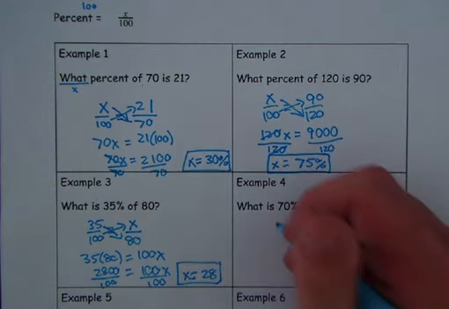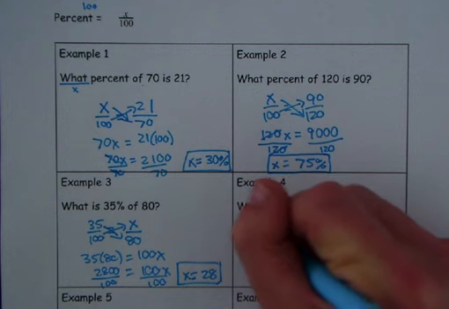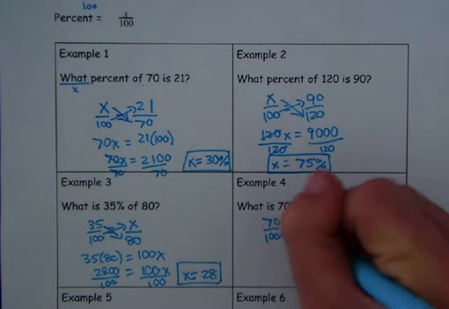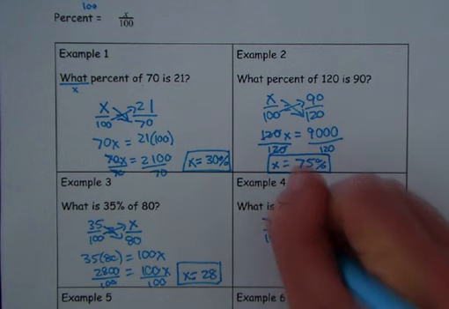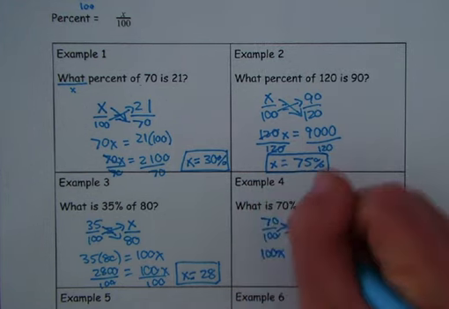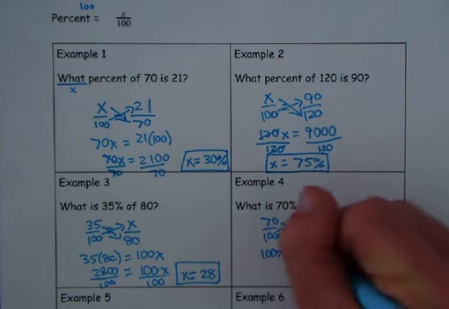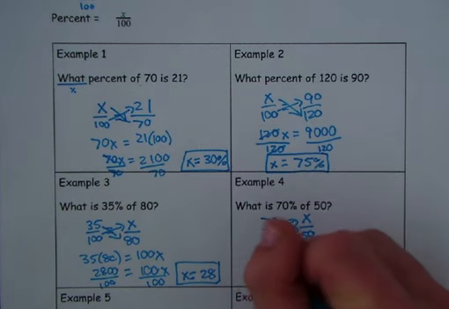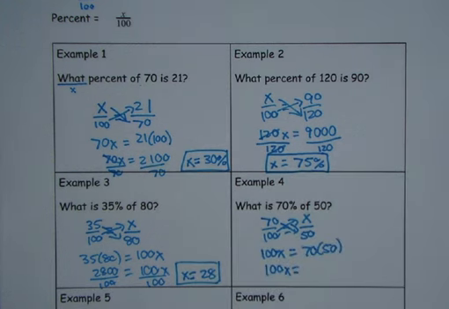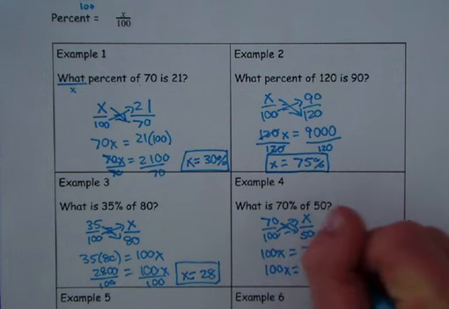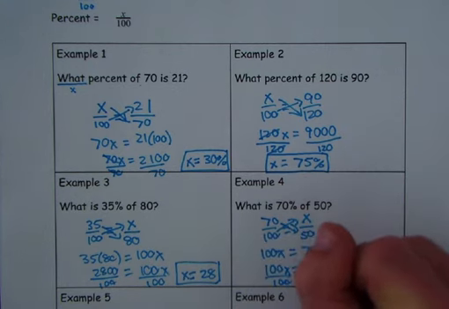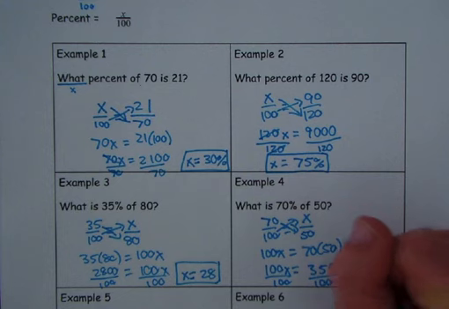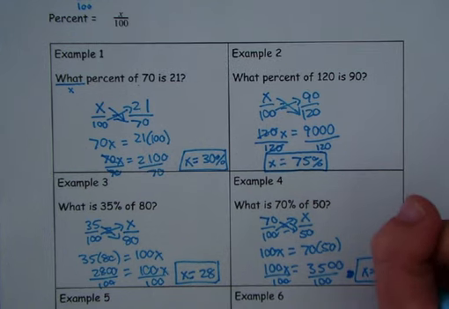Let's do another one. What is 70%, 70 over 100, equals x of 50? 50 on the bottom, our variable on top. Cross multiply, we get 100x. Doesn't matter which way you write first, equals 70 times 50. 100x equals 70 times 50, which is 3,500, right? Divide by 100. X equals 35.